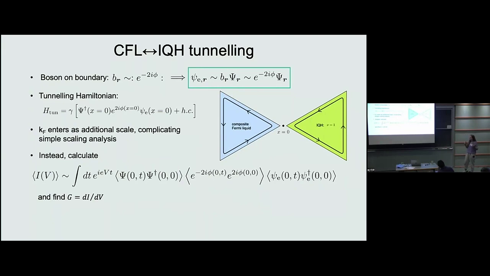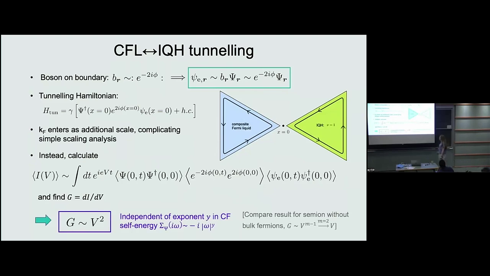Unfortunately here, you can do scaling analyses, but they aren't as trustworthy, particularly because k_F, the Fermi wave vector, is an additional scale that enters in and complicates the analysis. The upshot being that you have to be a little bit more honest with the calculation that you do in order to get what the conductance is. And it involves some convolution that I've very roughly sketched out here.